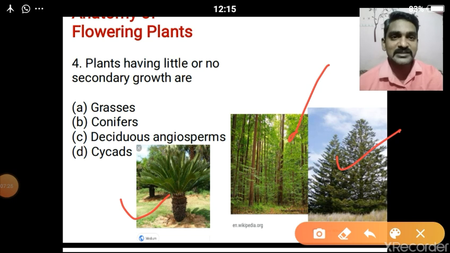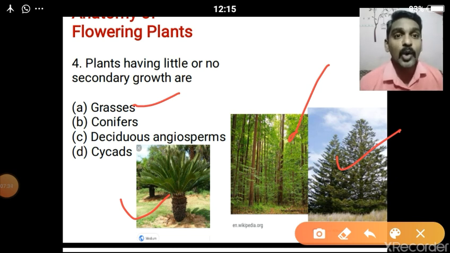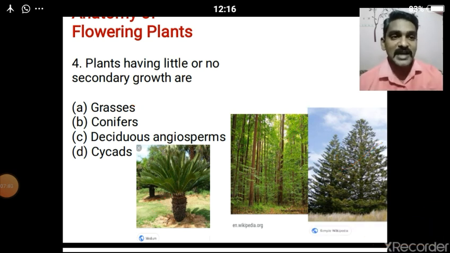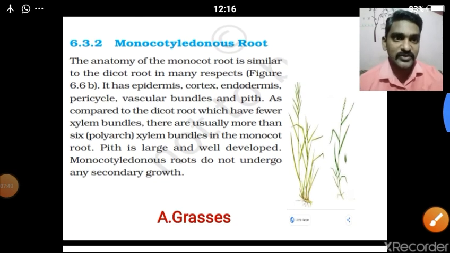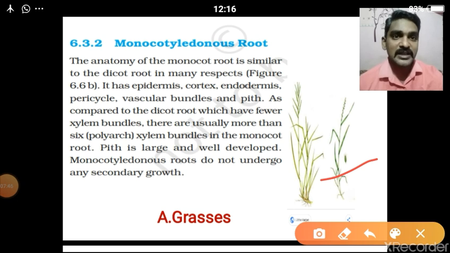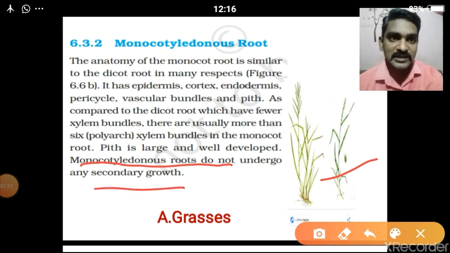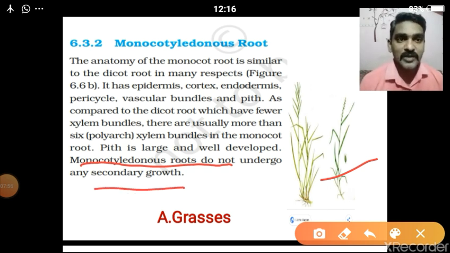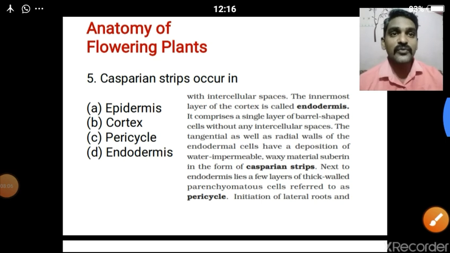By the appearance, you can see they are very tall and broad, the woody plants. So they have secondary growth in these cases. Whereas in option A, you can see grasses will be very small. They are not woody, right? Usually the grasses will be monocots, and monocots don't have secondary growth. This is also directly asked from the NCERT. You can see they have mentioned monocotyledons roots do not undergo secondary growth. So grass is the monocot, and you can clearly answer that it will be grasses. So the option is grass.